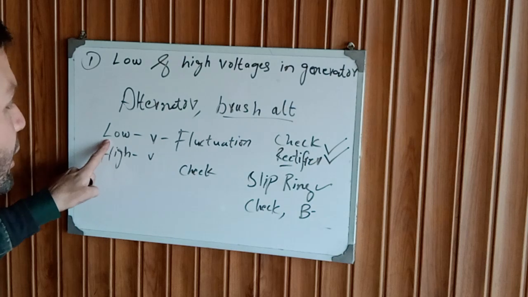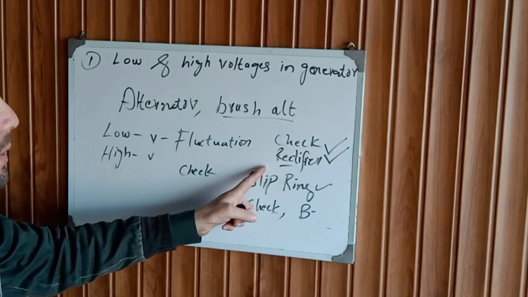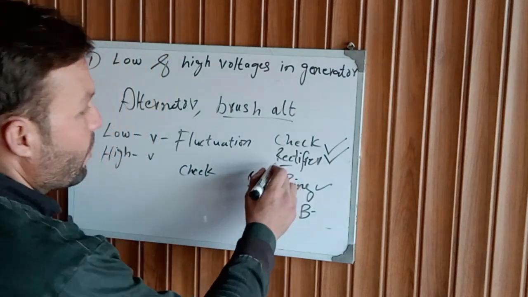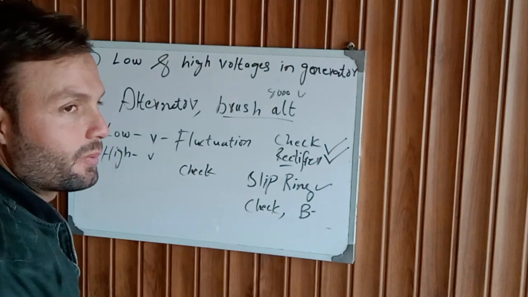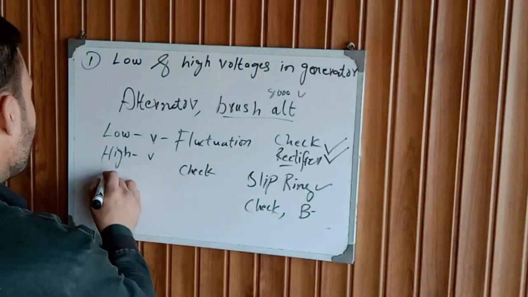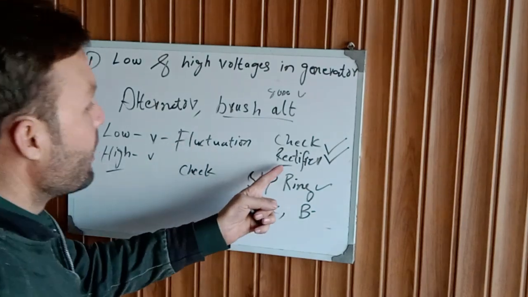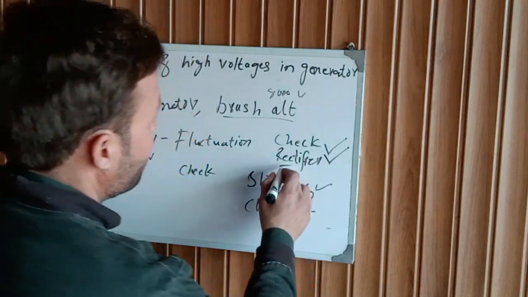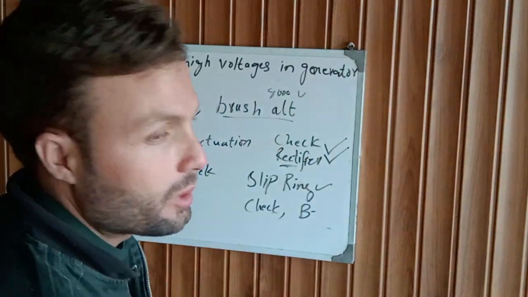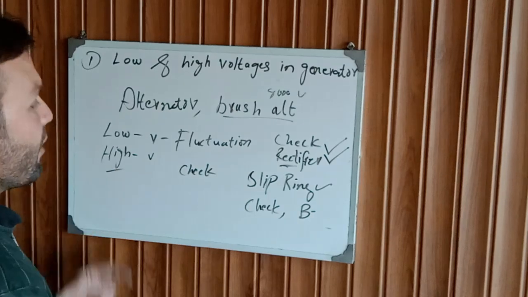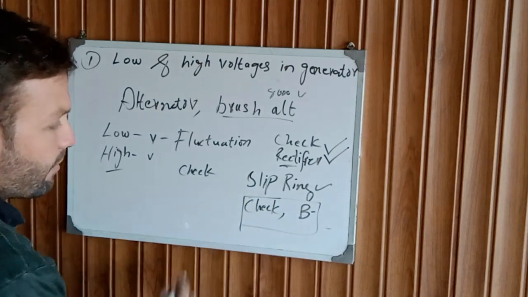If you have a low voltage problem, check the rectifier assembly. Make sure the rectifier is giving you a good amount of DC voltage to the exciter rotor. If you have high voltage in a carbon brush type alternator, that means your rectifier assembly is shorted. You need to replace the rectifier assembly. If you have a fluctuation problem, check your slip ring and check your brushes.